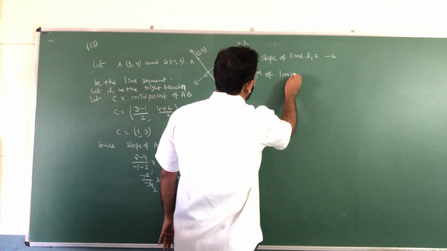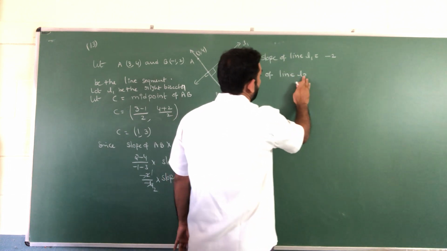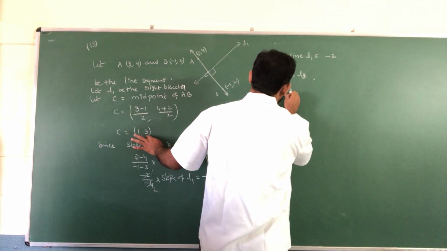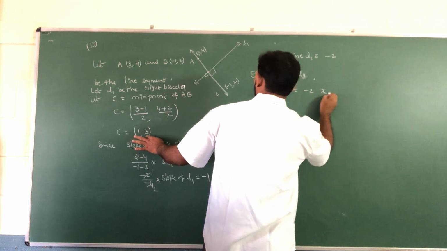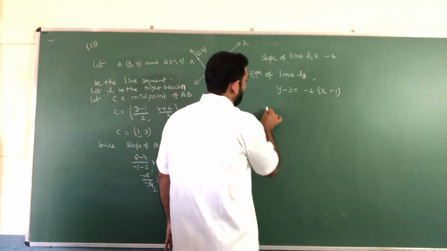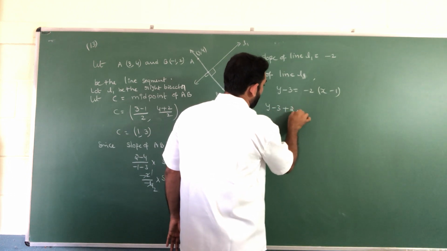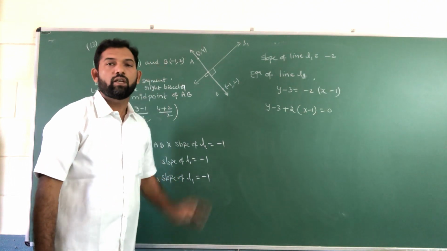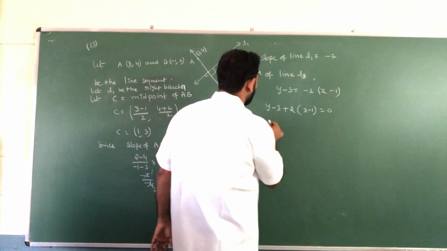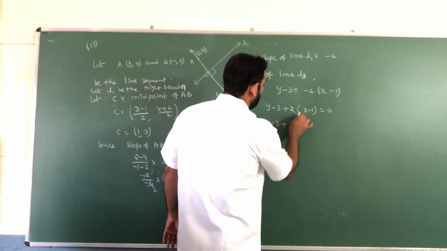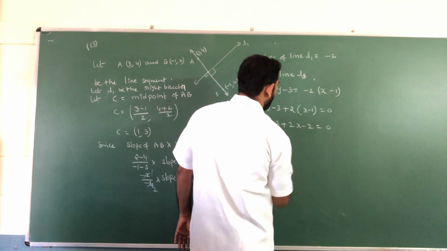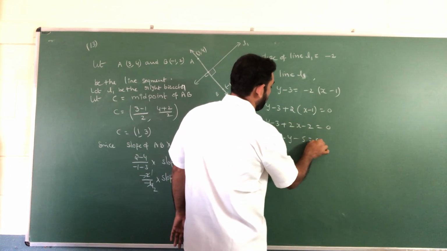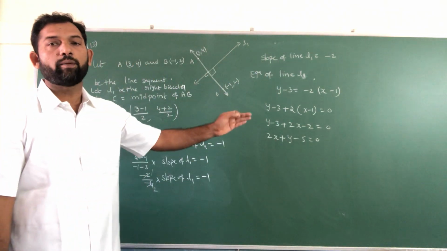line L1: y minus y1, which is 3, is equal to minus 2 into m into x minus x1. Now simplify: y minus 3 plus 2 times (x minus 1) is equal to 0. Bring all values to the left-hand side, minus 2 becomes plus 2. So y minus 3 plus 2x minus 2 equals 0. Now write in proper order: 2x plus y minus 5 equals 0. That is the equation of the right bisector.